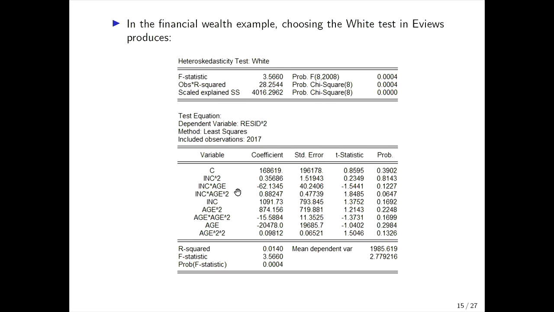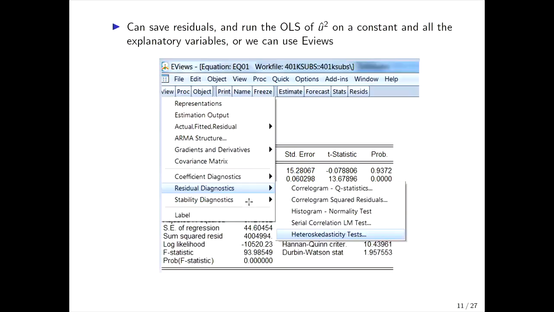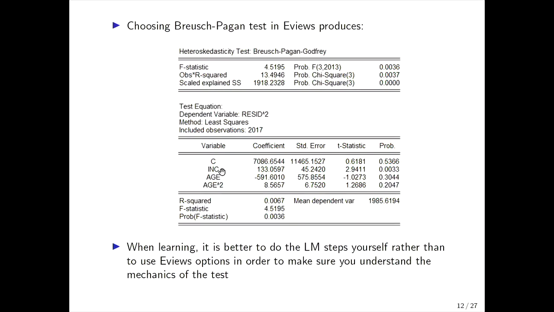And remember, the regressors in the model were income, age, and age squared. So in the White test, it's going to include in the auxiliary regression income, age, and age squared, income squared, and age squared, and then the cross products, income times age, times age squared, etc.